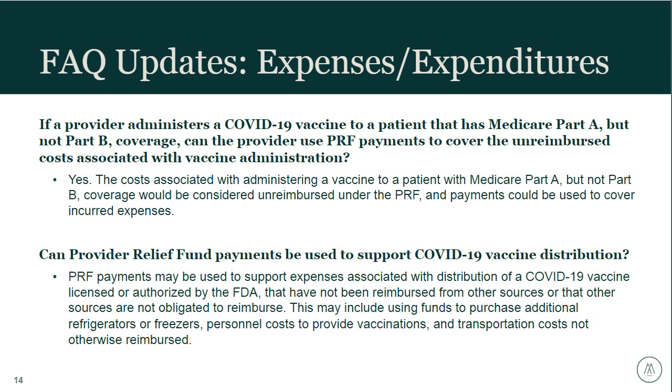And same thing with the second component here, supporting the COVID-19 vaccine distribution. Absolutely, that is an allowable component. HHS did give the caveat that the vaccine needs to be licensed or authorized by the FDA. However, you can utilize funds ahead of the approval of those for getting ready to do those vaccines. So again, like HHS mentions here, refrigerators or freezers, personnel costs, all of those components go to gearing up to provide a vaccine.